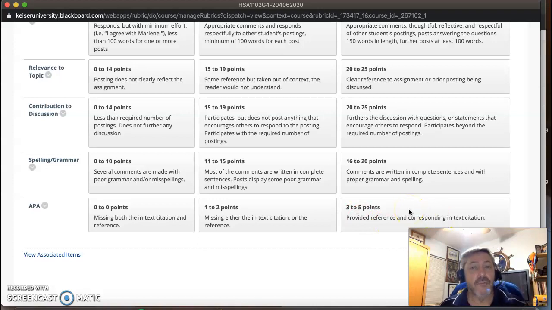APA, I'm looking for on the discussion posts. I don't need a formal paper. I don't need a title page. I don't need a reference page. I don't need an abstract. What I need is to see that when you're utilizing other people's information, you cite that information. And with that citation comes a corresponding reference down below at the bottom of your post. That's what I'm looking for. If you don't understand APA, go to the Program Resources section of the classroom. Click on the APA tab and you'll find several resources there.